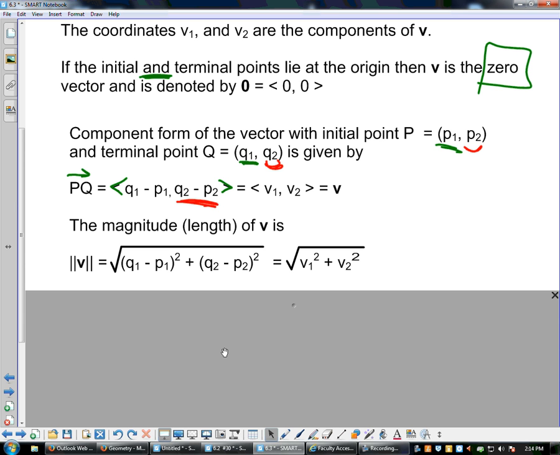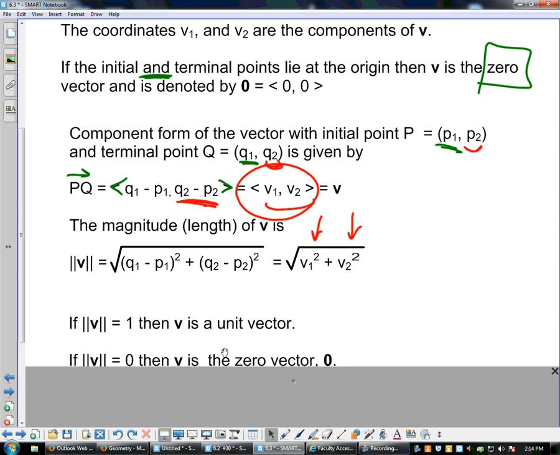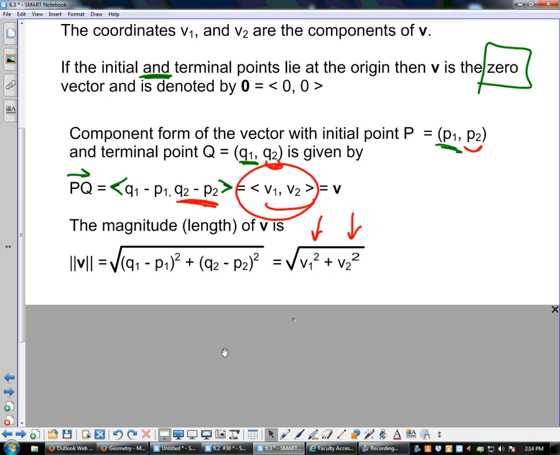Okay, so the magnitude, or the length, of vector v is going to be the square root of (q1 minus p1) squared plus (q2 minus p2) squared. We already did this with the first example. Or if it's already in component form, you just square v1 and v2, add them together, and take the square root. Do I have an example coming up? No, I don't. So let me do this.